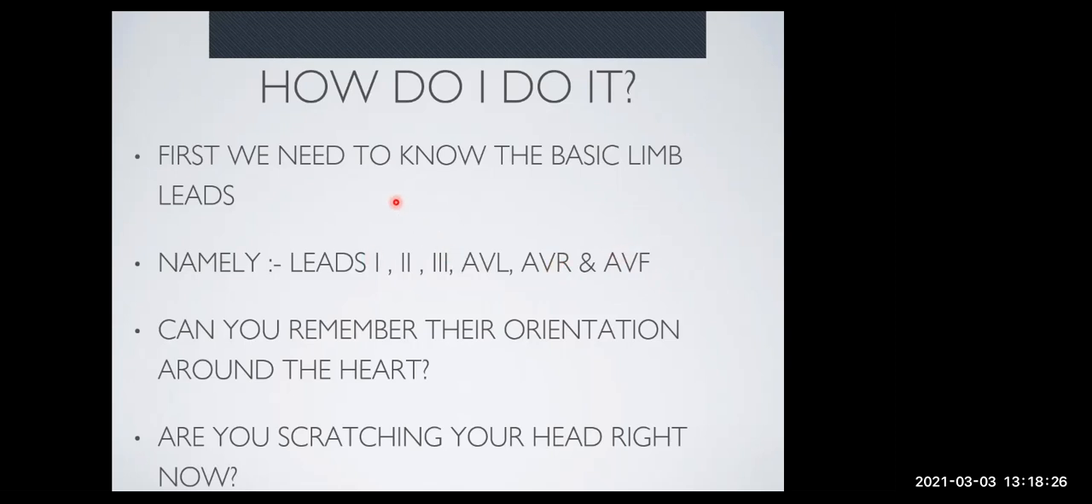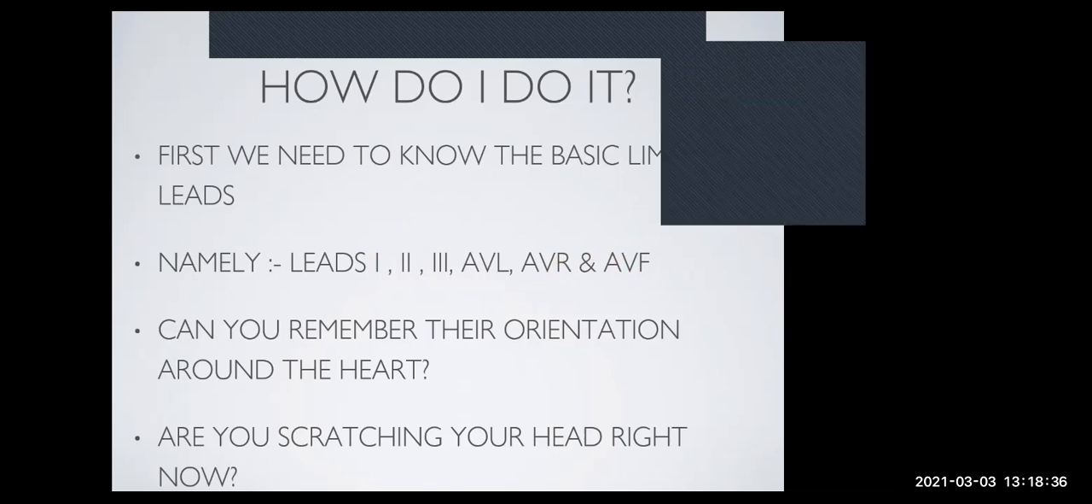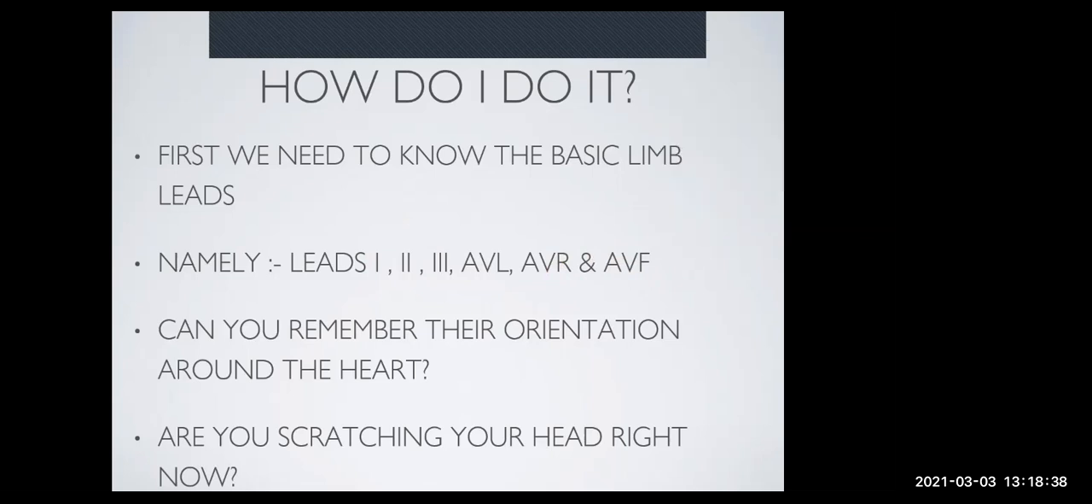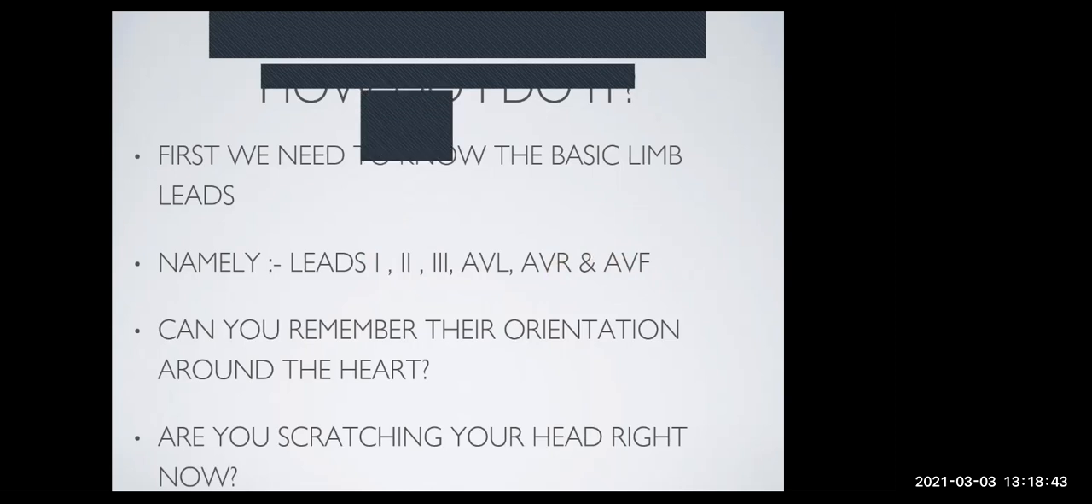Whenever I've taught this lecture, people have always thought it's talking about the chest leads, leads 1, 2, and 3 on the chest. But in actual fact, it's talking about what we call the augmented leads. So I'm just going to try and draw something here just so that we can get an idea of what I'm trying to say.